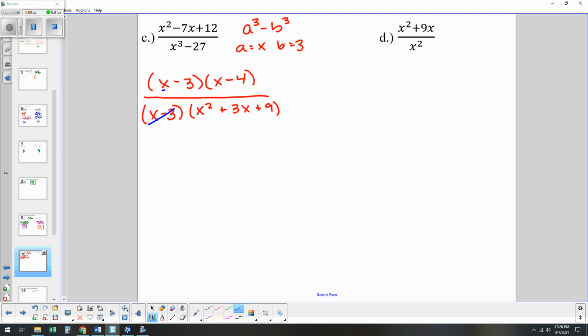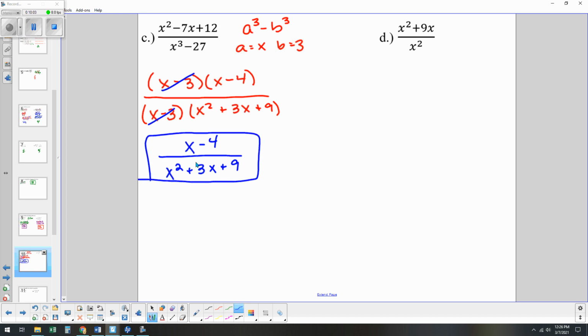So I have x minus 3's to cancel. I'm left with x minus 4 on top, and then x squared plus 3x plus 9 on the bottom. Can't do anything else to either of them, so that's done.